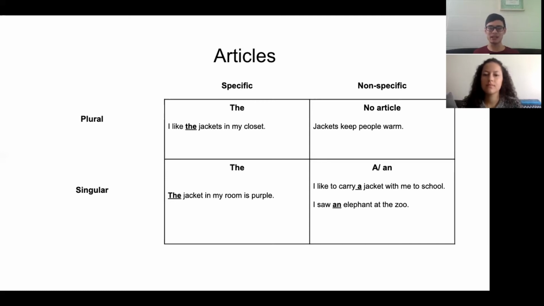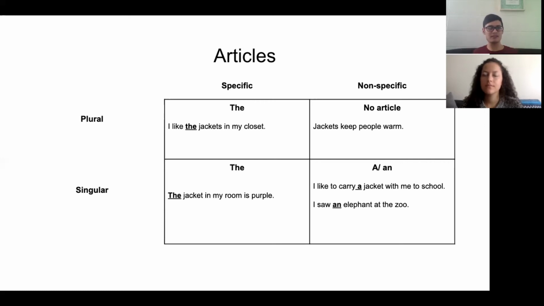And the same thing can be applied for the use of a or an, which is, I like to carry a jacket with me to school. I saw an elephant at the zoo. These are all examples on how you need to have enough detail or make it vague enough for you to qualify the use of an article or not.